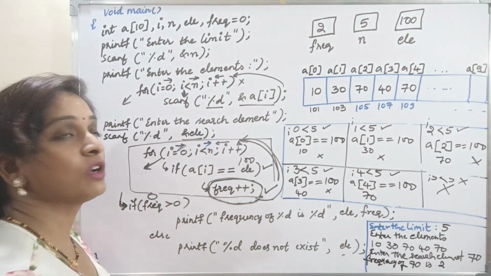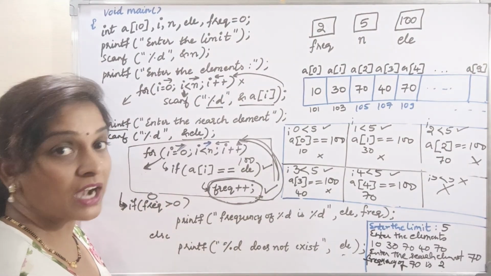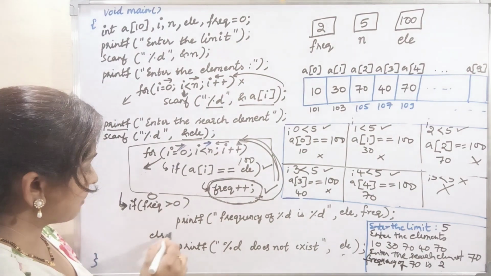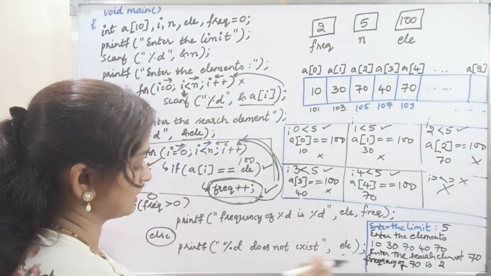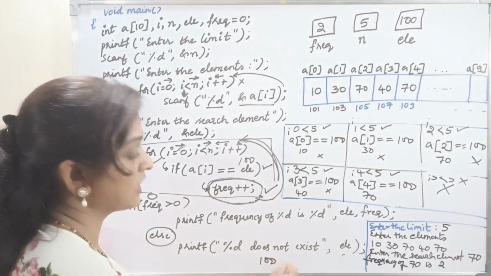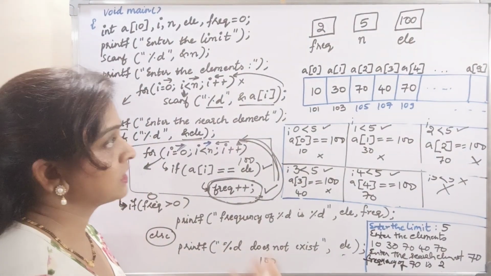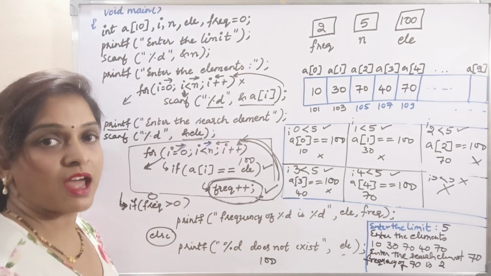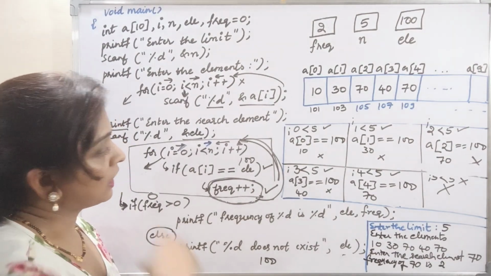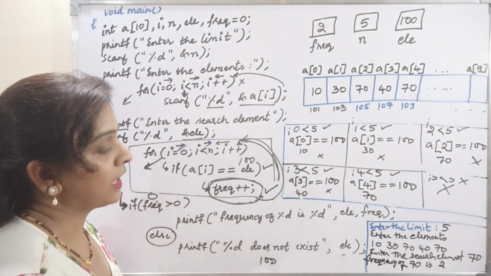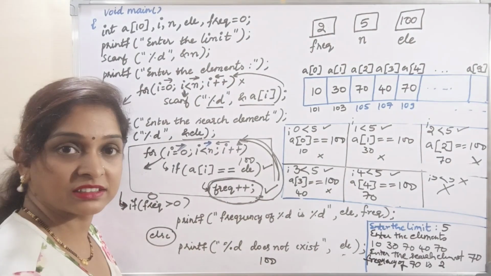Then check: frequency will be 0 itself. Is 0 greater than 0? No, condition not satisfied, so we come to the else part and get a message: %d does not exist, that is ELE, 100 does not exist. This is what happens with the traversal operation. I hope you have understood this. Try out this program and you will get the output like this.